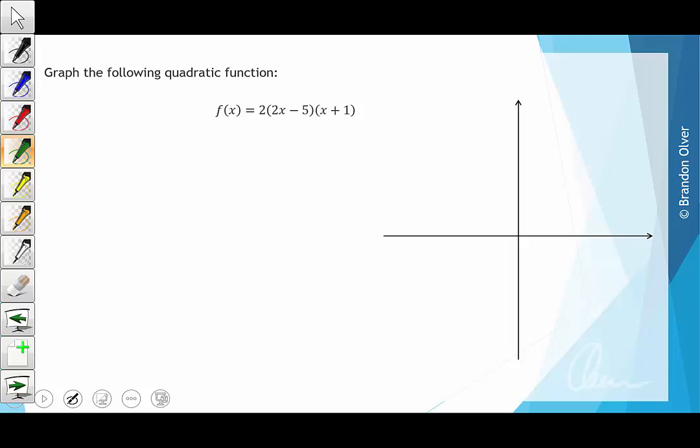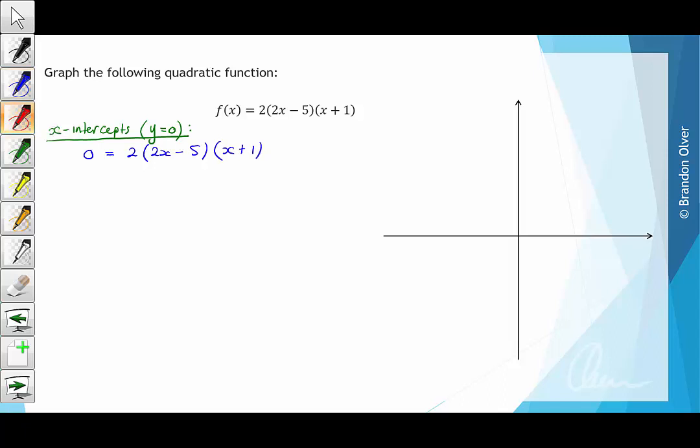In this video, we'll be graphing the following quadratic function, f of x equals 2 times (2x minus 5) times (x plus 1). Currently it's in the factorized form, so the easiest thing we can find is the x-intercepts, which occur when y equals 0 or f of x equals 0. So to do that, we have 0 is equal to 2 times (2x minus 5) times (x plus 1).